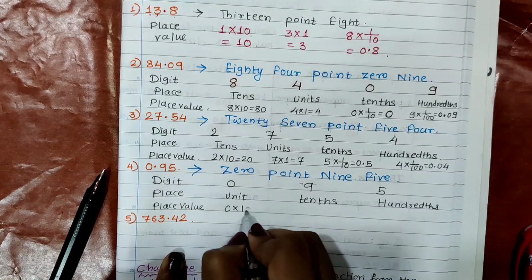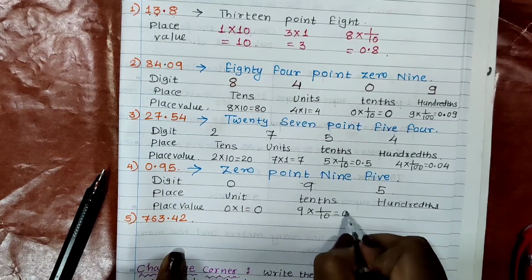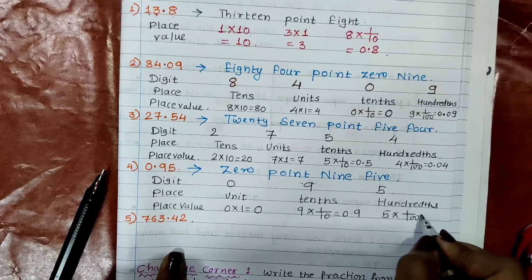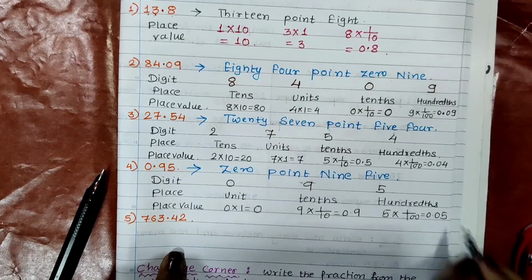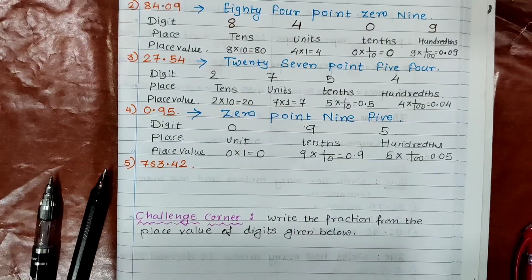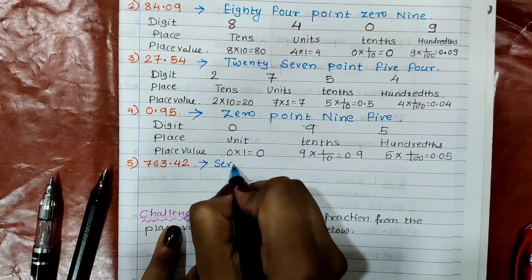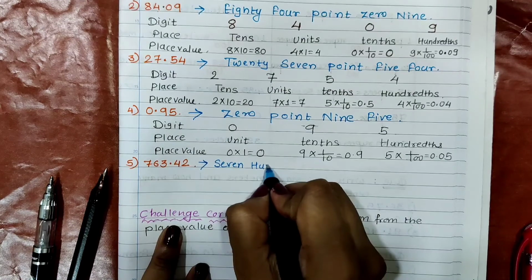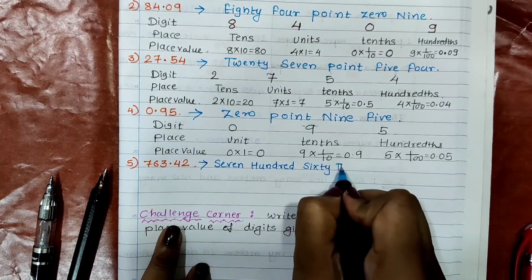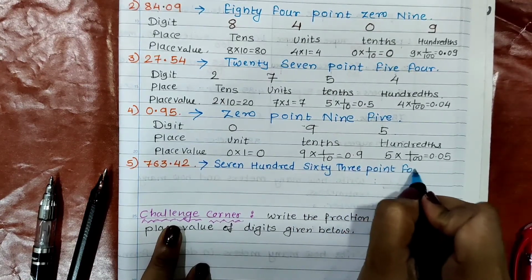0 into 1, answer will be 0. 9 into 1 upon 10, what will be the answer? 0.9. 5 into 1 upon 100, what will be the answer? 0.05. Okay, in this way we have to keep on writing the last sum also. What is the answer or how to read it? 763.42.